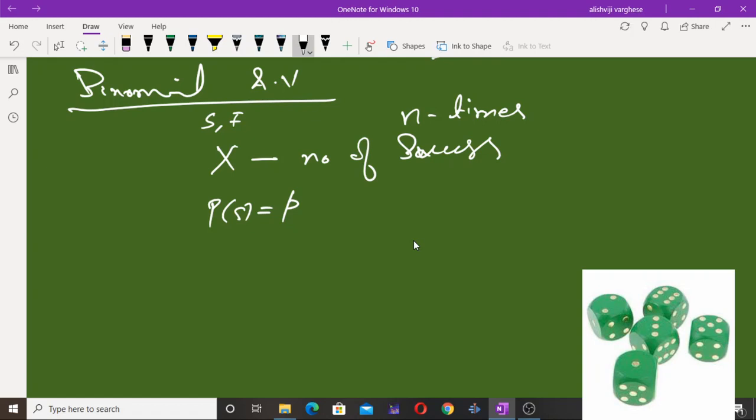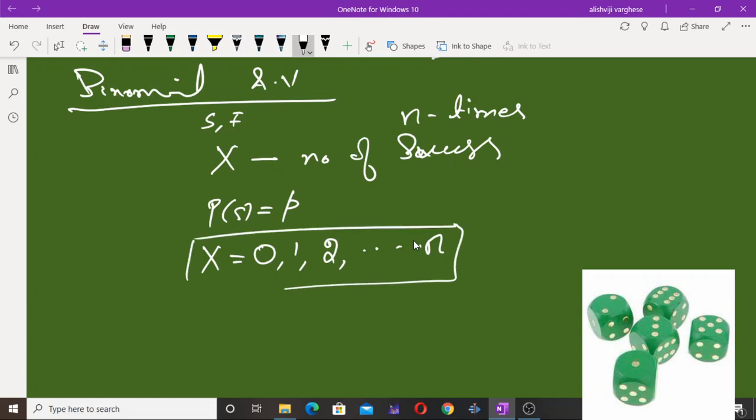Now, if we look at the random variable capital X, then this capital X can take values. We can have 0 success, 1 success, 2 success, etc. We repeat the experiment n times and we can have maximum n number of successes. So that is the possible values of X.